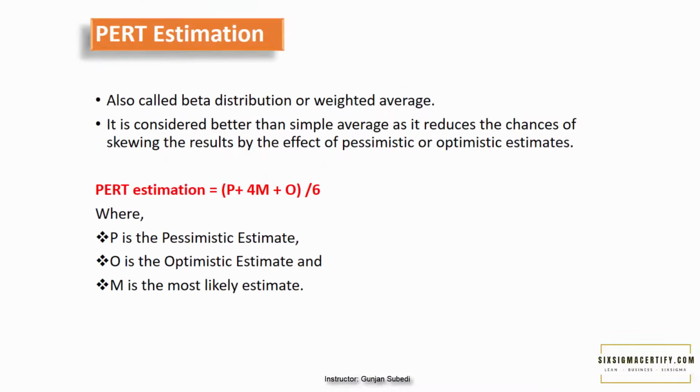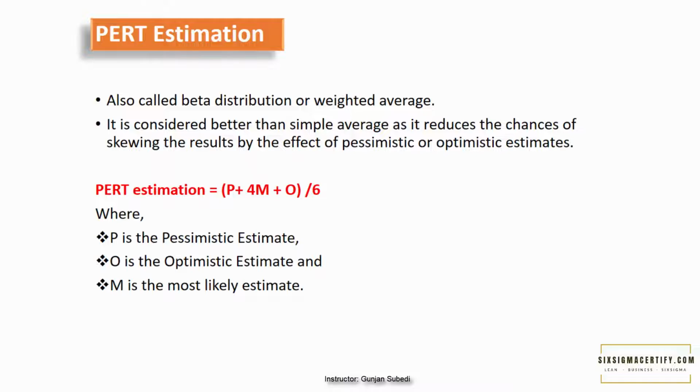Another important topic is PERT estimation. Basically, while estimating the cost and schedule required in the project, you need to work with estimates like simple averaging and PERT estimates. PERT estimate gives you the most likely estimate. It is also called beta distribution or weighted average. So if in the exam you are given terms other than PERT estimate, please understand that they are referring to the beta distribution. It is considered better than simple average or triangular distribution as it reduces the chances of skewing the results by the effect of pessimistic or optimistic estimates.